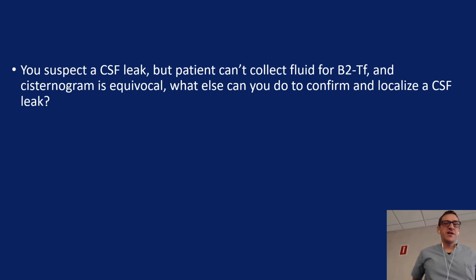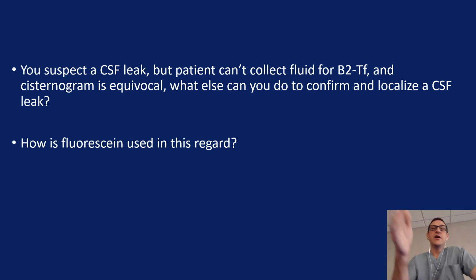Let's say you suspect a CSF leak, but the patient can't collect enough fluid for beta-2 transferrin, and the cisternogram is equivocal. What else can you do to either confirm or localize a CSF leak? How do you use fluorescein? Yeah, so it's another intrathecal injection, but no imaging to follow it.